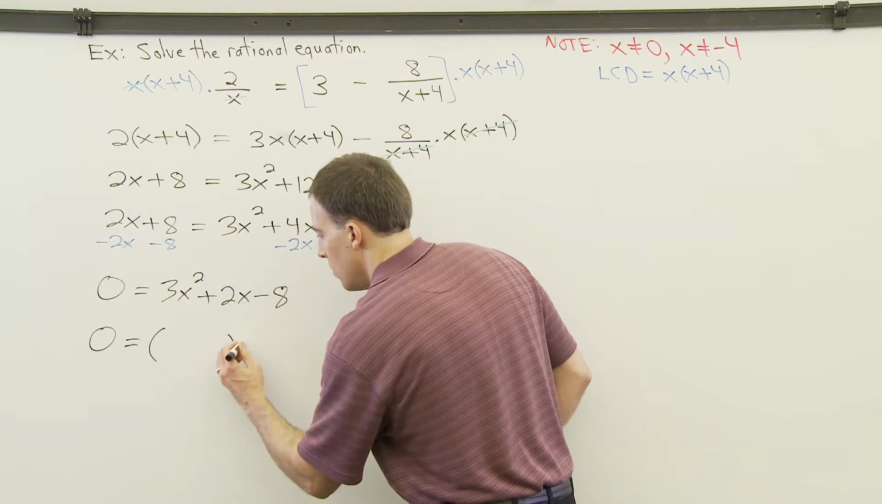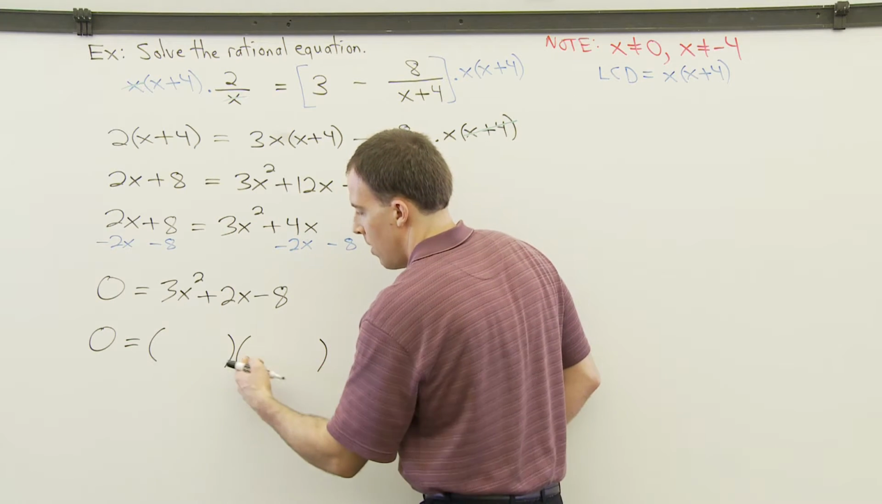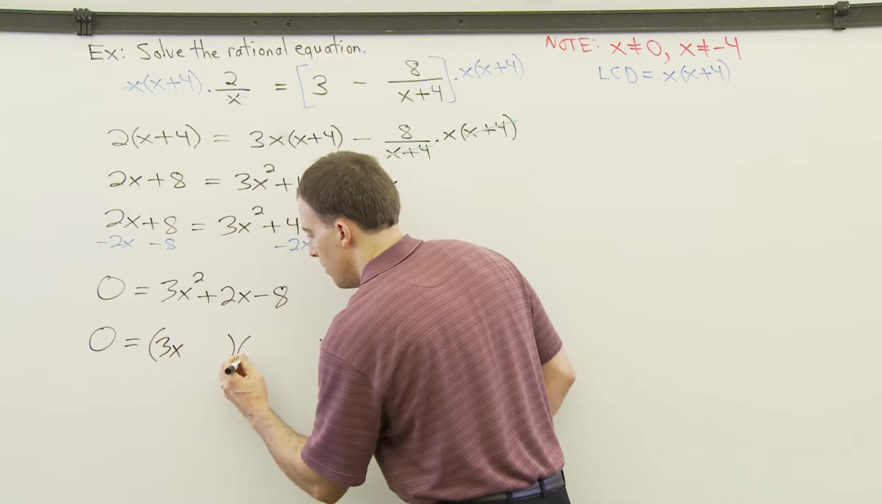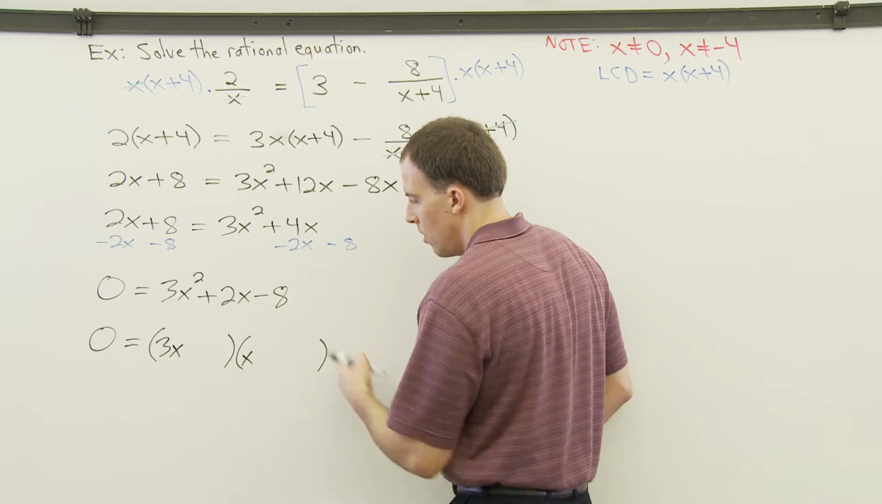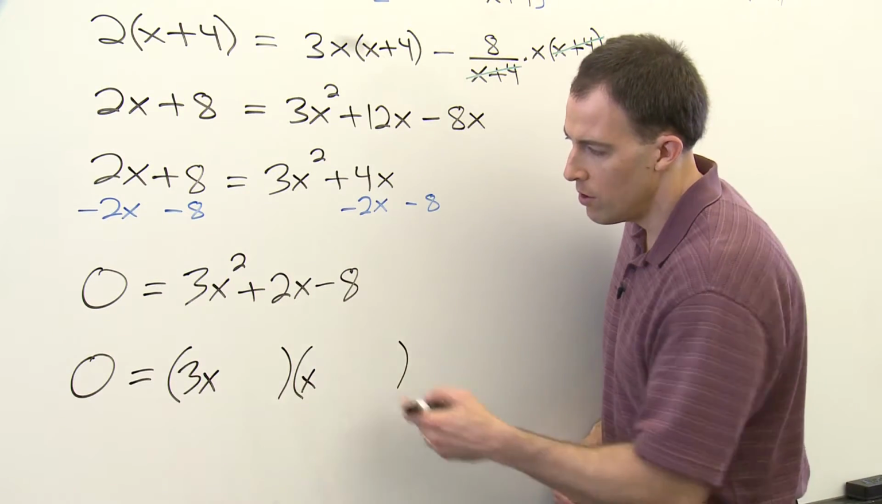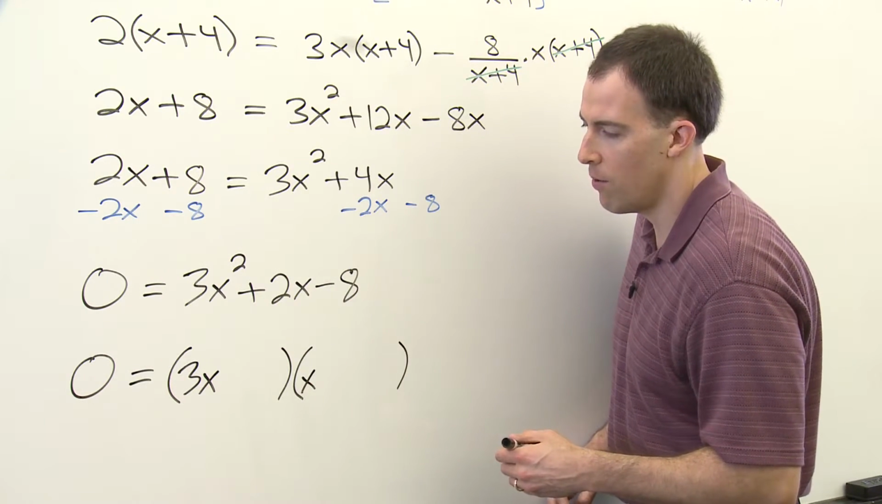So I'm going to break open 2 sets of parentheses to prepare to factor our trinomial. I'm thinking what times what is 3x squared, and that would have to be 3x times x. Now I'm thinking what times what is 8. So that could be 4 times 2 or 8 times 1. The goal is to get a positive 2x for the middle term, so we're just going to have to try something and see if it works.